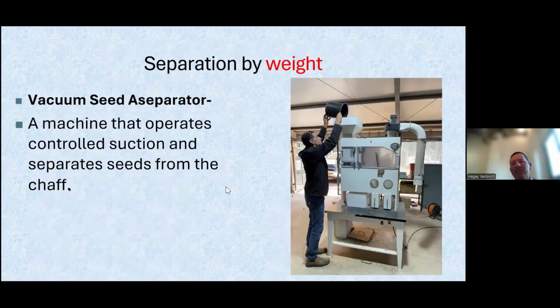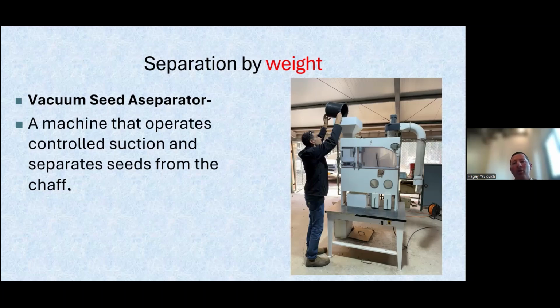And then you can have separation very easily. Of course, there are many more expensive machines, for example, this vacuum seed aspirator. What this machine does is make a vacuum of air from this area on the right side, and the seeds go down here, and the vacuum just pulls all the chaff and all the materials that are not the seeds, and then you have a separation between the seeds and the chaff.